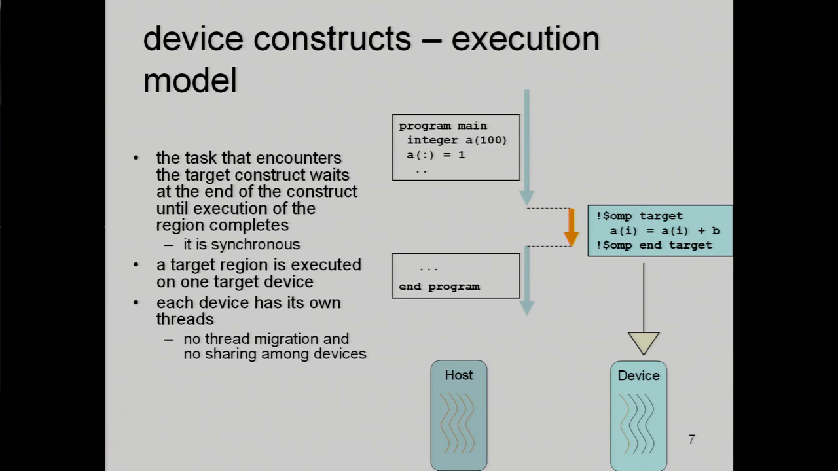A very important point is this other illustration of how the target regions are executed on the device. On the left-hand side is the host part, which is executed on the host device. Then we see the target region, and we offload it to the device. What happens is that the whole thing is synchronized.